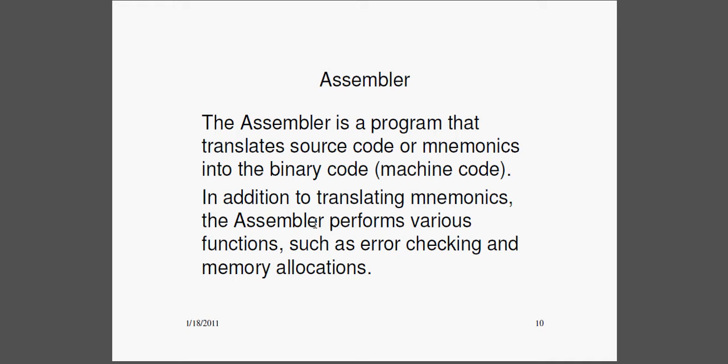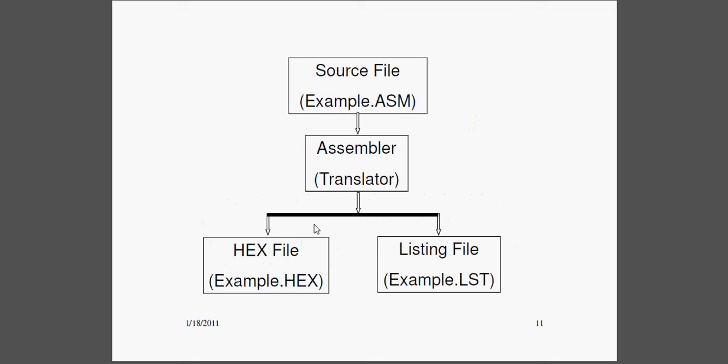This is your assembly code, which you store as a .asm file, and then when you assemble it, or we can say you compile it, the compiler will normally produce two files. The first one is the hex file and the second one is the listing file, where the extension of the listing file is .lst and the hex file extension is .hex.